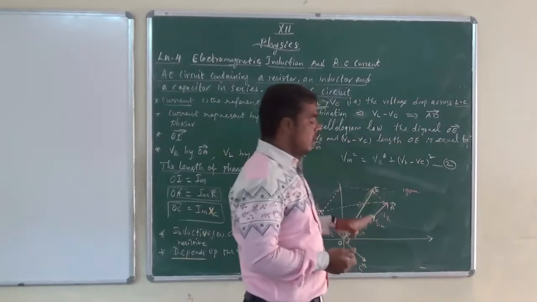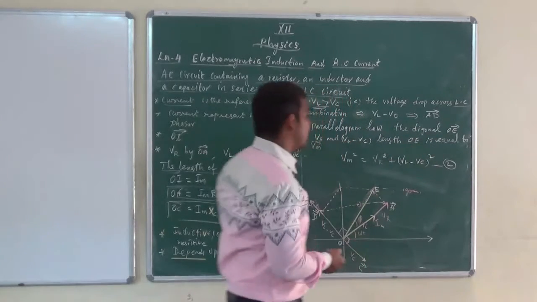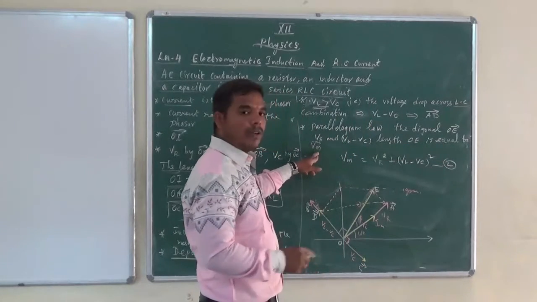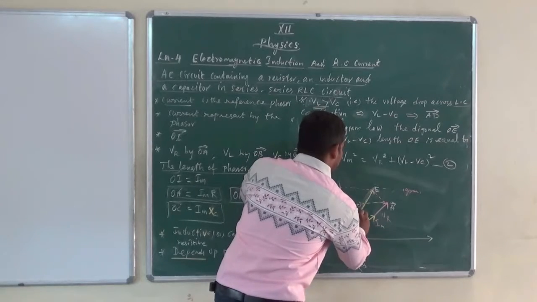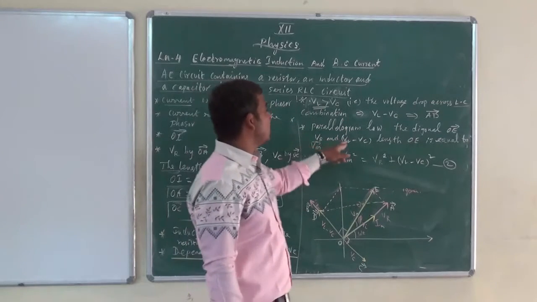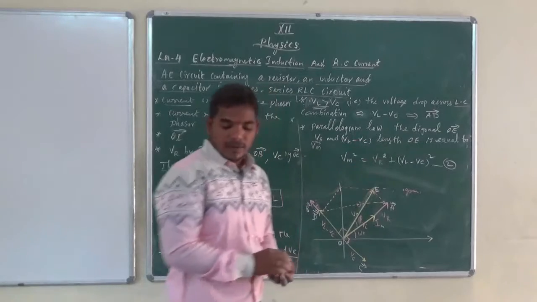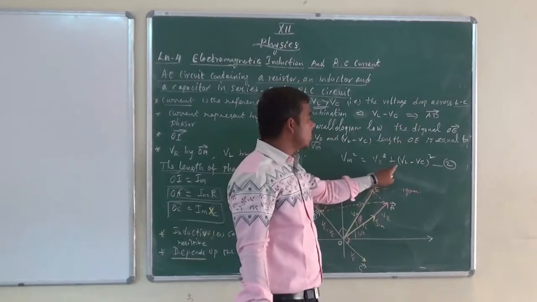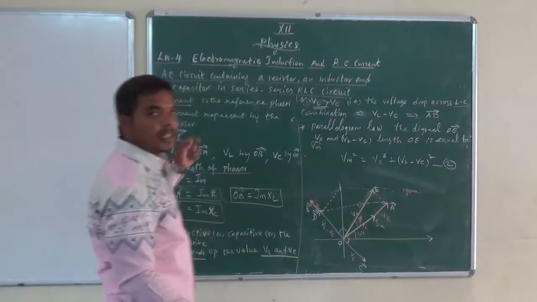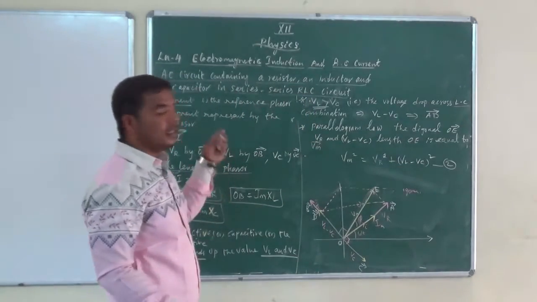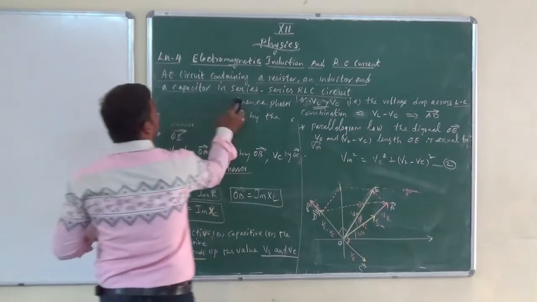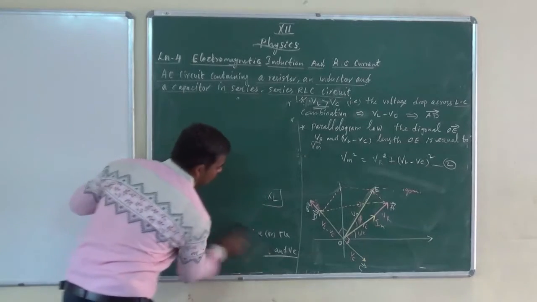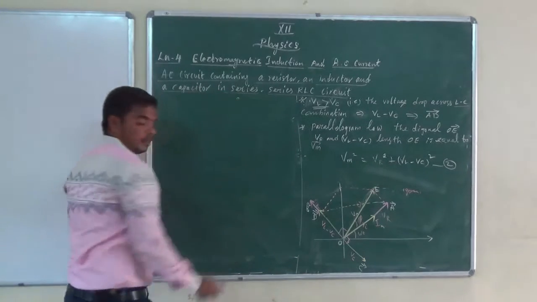We find the diagonal. The diagonal is the OE vector, and its length is equal to VM. So from VR and the voltage drop VL minus VC, we can derive the equation. I already derived it using the parallelogram law: VM square equals VR square plus (VL minus VC) square. We already discussed the parallelogram law in detail in the 11th standard, so there is no need to explain it again. Just remember it, otherwise go through the 11th standard book once again.